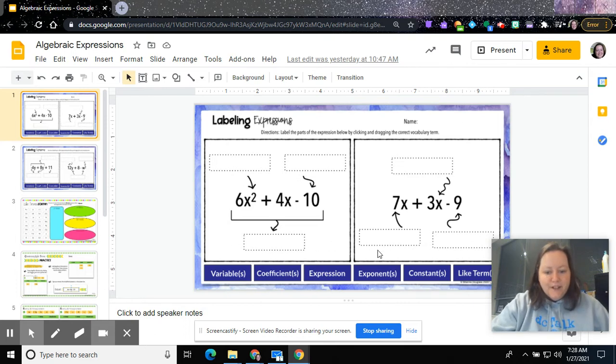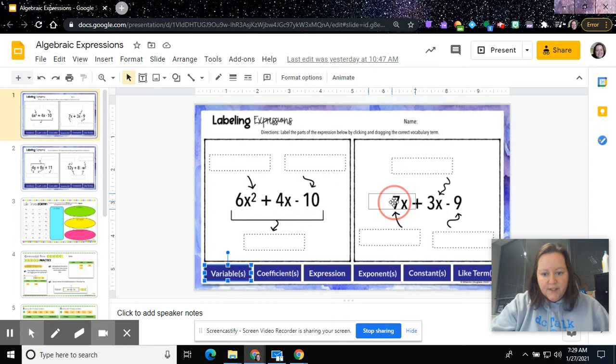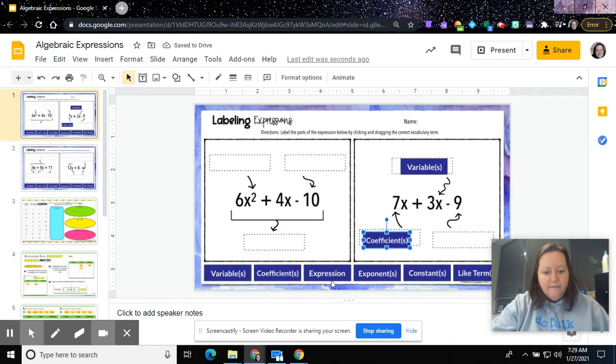So when we look here, we're just going to click and drag and practice some vocab. Variables, those are your letters. So you'll see that the squiggly line is pointing to the x, so that is a variable. Coefficient, those are the numbers that are in front of a variable. And so if you look here, the 7, that's in front of a variable, so that's the coefficient.